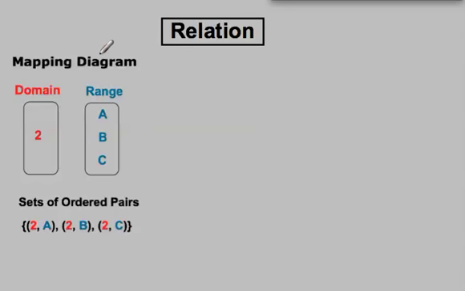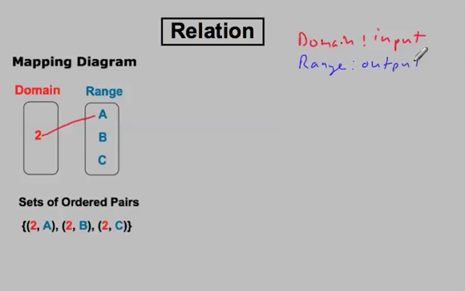Here I have a relation, and I'm using what we call a mapping diagram to illustrate the relation. There's a domain here, and we can think about the domain as our input or our starting point. So here we're going to start at 2, and then the range is going to be all of our possible outputs. So our range is the possible output value.